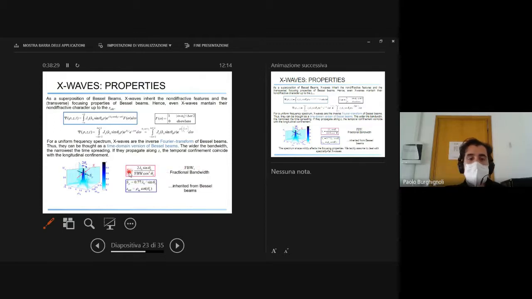And the other interesting property is that the transverse spot size of an X wave is inherited from Bessel beams. It is the same expression that you have for Bessel beams, and this can also be inferred from the fact that the X wave solution is basically a weighted spectral superposition of Bessel beams that share the same axicon angle.